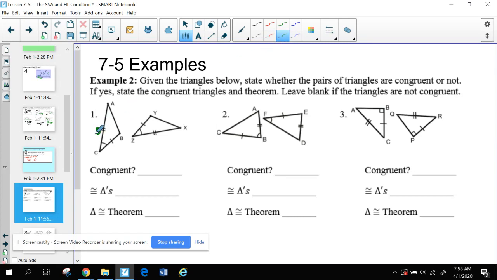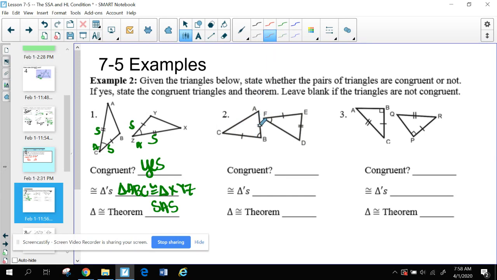So number 1, I have a side, angle, side. Same thing over here, I have side, angle, side. That is one of ours, so we'd say yes. I'm going to call this triangle ABC. Triangle ABC is going to be congruent to triangle XYZ, around this way. And then we said this was by side, angle, side. Okay, so make sure you're still following the correct order of writing out the congruency statements.